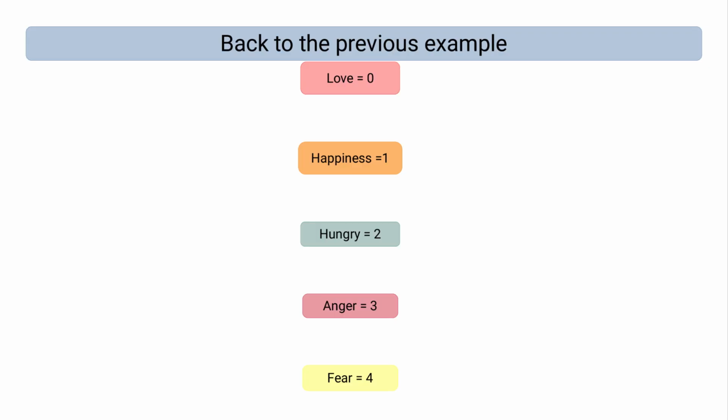I know it sounds like a cop-out, but essentially we take certain ideas and assign a value to it. So we would say love equals 0, happiness equals 1, and so on. And then you can actually store that information onto a computer.